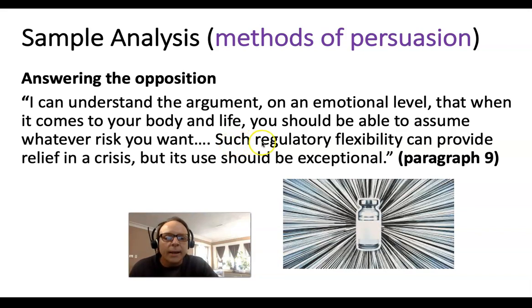But such regulatory flexibility, that's a nice way of saying it, like not having strict regulations, right, can provide relief in a crisis, but its use should be exceptional. So we shouldn't be doing that all the time. So she kind of gives a little bit, but then in the end, she still says we need to have stricter rules for drugs being approved and a really better process. It's not the best process.